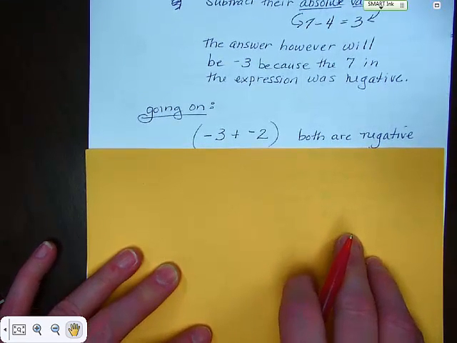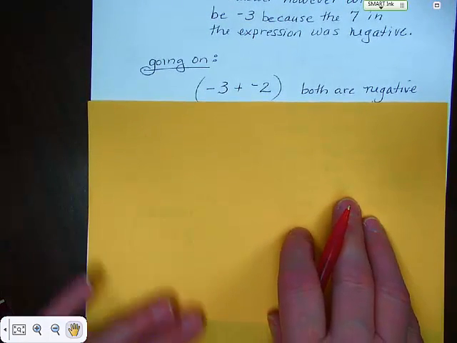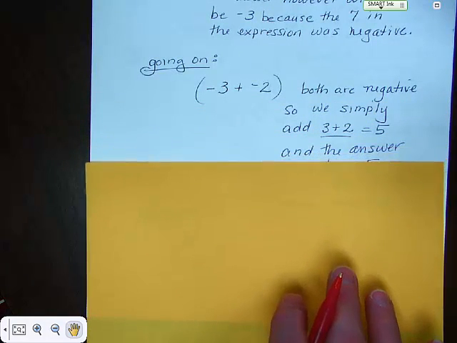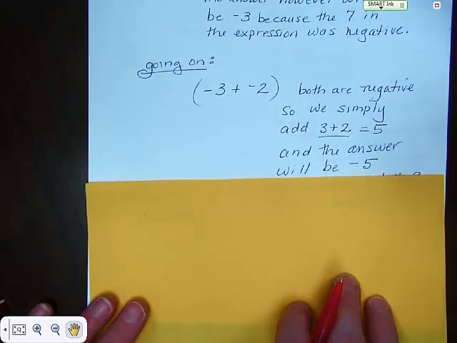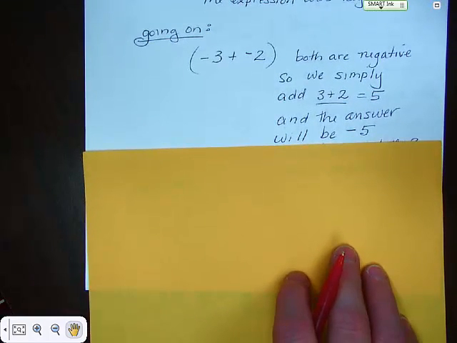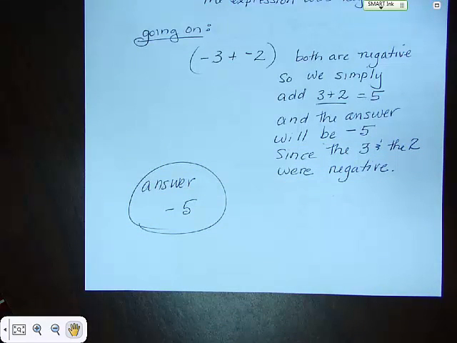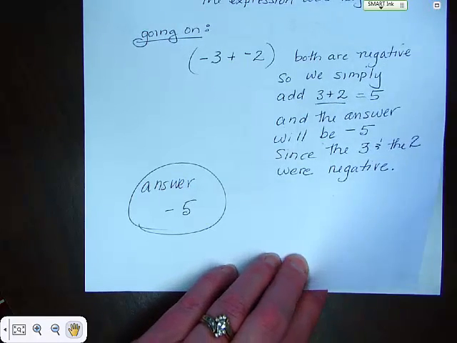So we don't have to subtract, because if you add a negative plus a negative, you are going to get a negative. So 3 plus 2 is 5, and both of these are negative, so our answer is going to be negative 5. That's not too hard. Okay? I'll give you a minute to write that down. Or of course you can stop the video, whichever works the best for you.